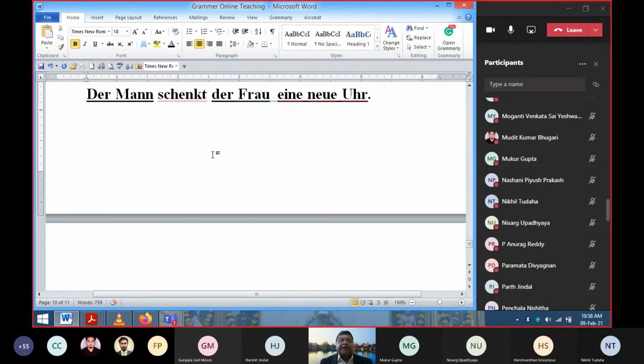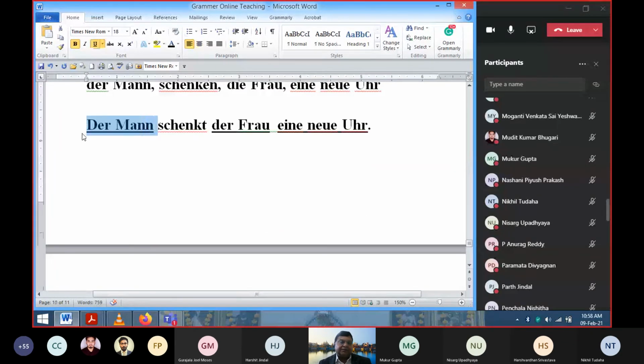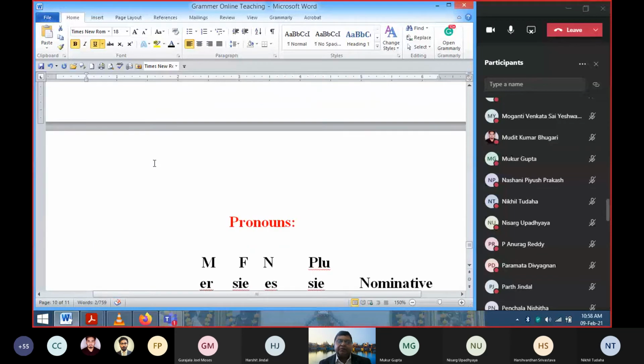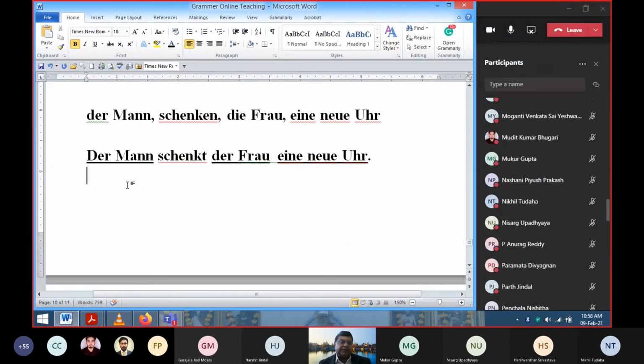Now I am going to replace all these nouns by appropriate pronouns. So what pronoun shall I be using? Here I have just given some clues. Nominative for the subject, accusative for the direct object, dative for the indirect object. Here, der Mann belongs to the nominative group. So you can think about which appropriate pronoun should be used. The husband. If you want to replace husband, then what pronoun should be used? Exactly. He. Instead of saying husband, you can say he.